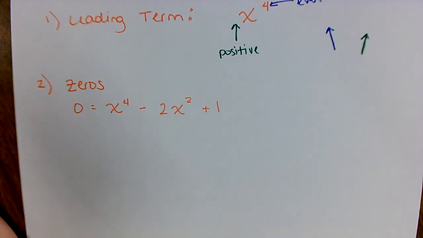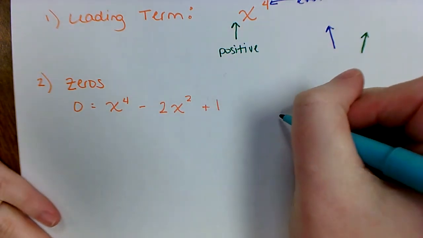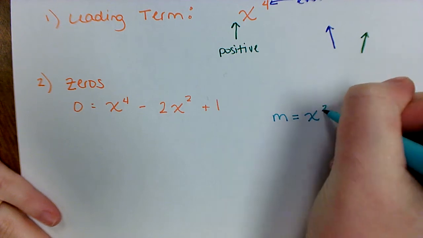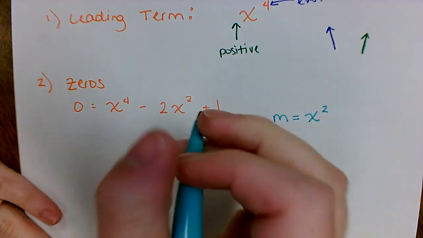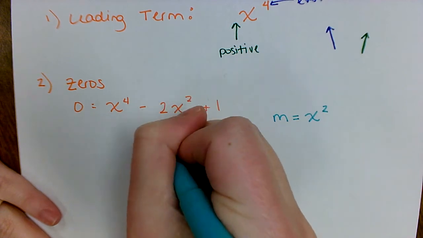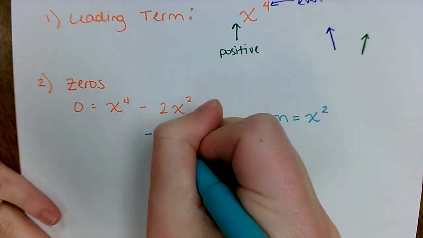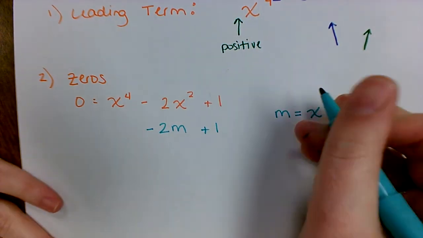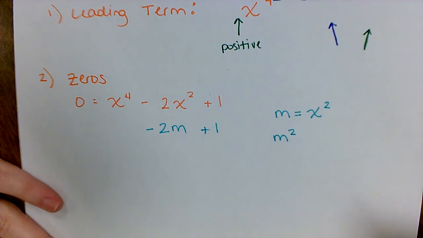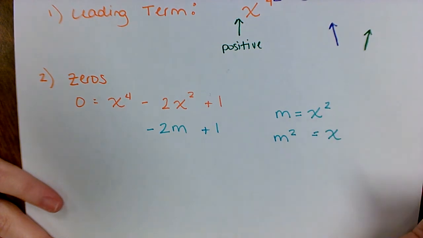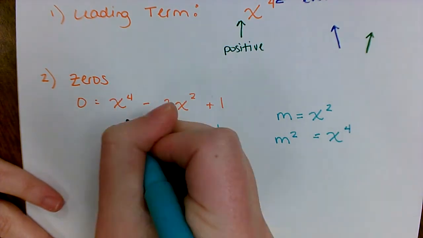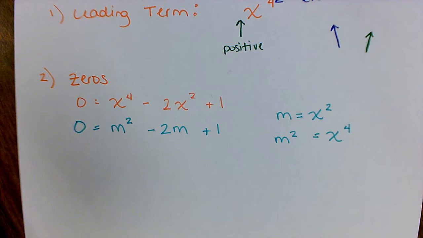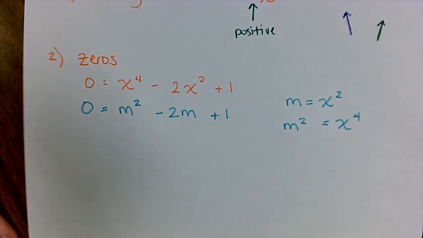So the way we can make that look a little bit better is by using a substitution. Remember, I think we've talked about that. So if you want to make a substitution, you can say some other variable equals x squared. M equals x squared. Now looking back at what I have, I can take my negative 2x squared and replace that with minus 2m plus 1. If m equals x squared, then we square both sides. M squared would be x to the what? X to the fourth. So that means this x to the fourth can actually be written as m squared. Now we can use AC factoring.